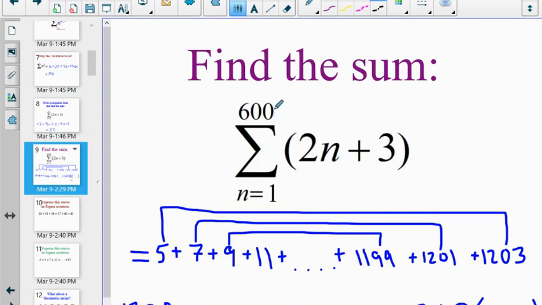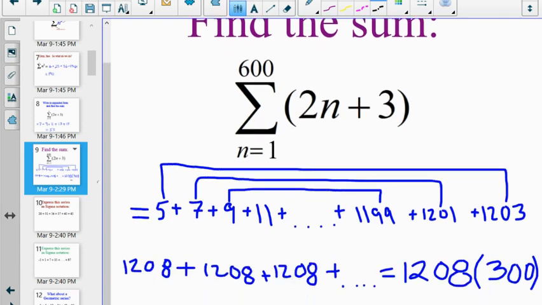Now it's tempting to say 600 because I've got 600 terms here going from 1 to 600, but I'd be counting all of them twice. I've got 1,208 between these two terms, between these two terms, between these two terms. And so I actually have 300. Half of the total number of terms tells me the number of times I've got 1,208.